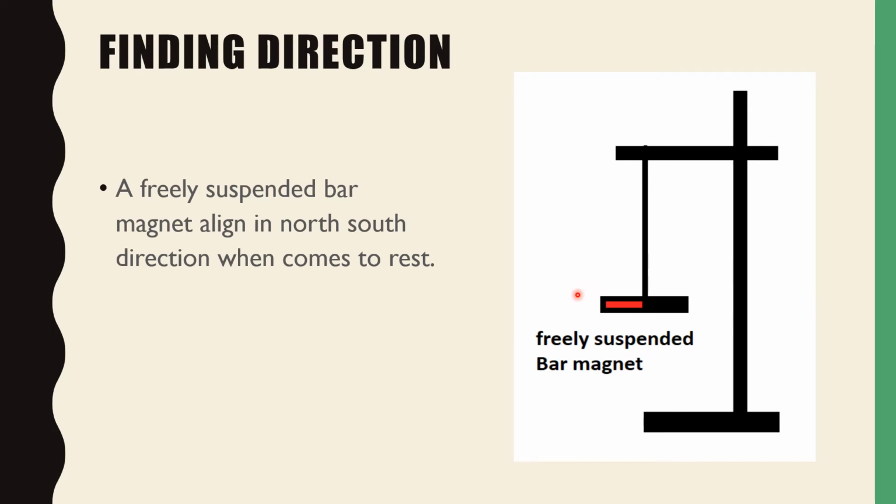You can take a bar magnet and suspend it with the help of a rope. The magnet will rotate and rotate, and ultimately after some time it will stop, facing the north and south direction. So a freely suspended bar magnet aligns in the north and south direction when it comes to rest. This way you will come to know which one is north and which one is south, and this technique was used by ancient people in ancient times for finding the direction while traveling.